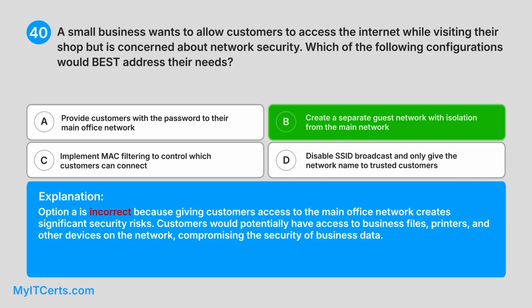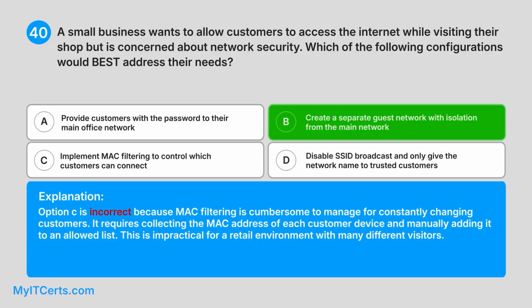Option A, provide customers with the password to their main office network, is incorrect because giving customers access to the main office network creates significant security risks. Customers would potentially have access to business files, printers, and other devices on the network, compromising the security of business data.